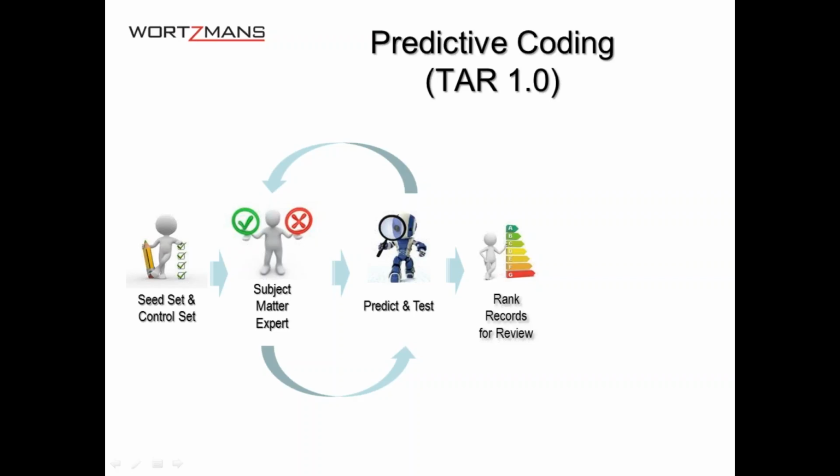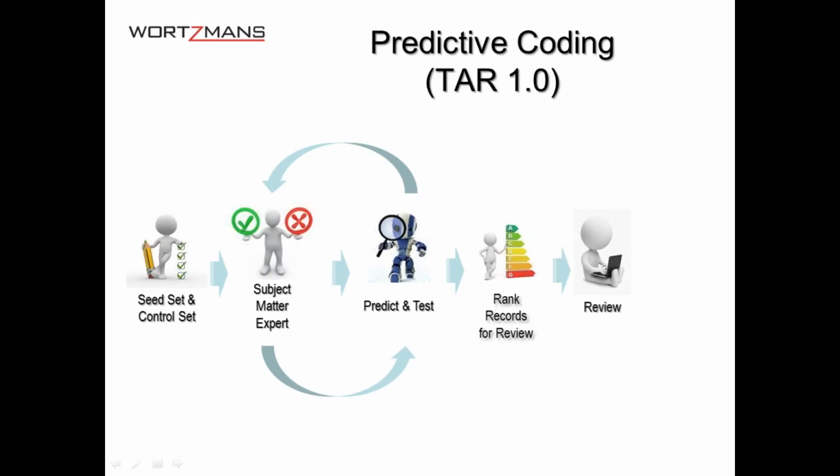So it can rank them from 100% as most likely to be relevant down to 0% as least likely to be relevant. And essentially, you can take this ranking and order the records for your review. So you can say, I'm going to start reviewing the most relevant records, and I'll work my way down.